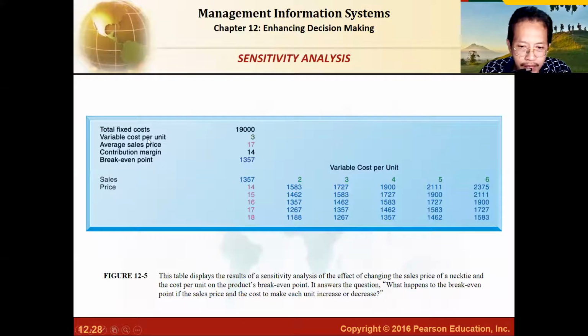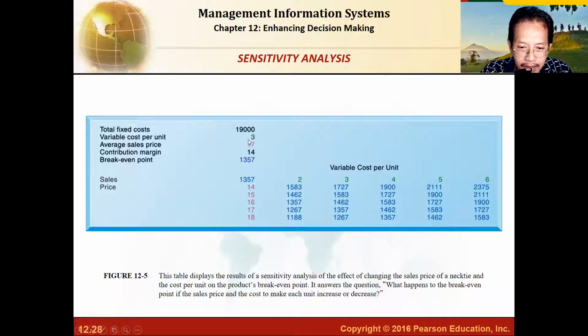Okay, so you have the sensitivity analysis. This is an example of trying to find out how changes in the selling price of the product, and also the variable cost of the product, would affect the break-even point. You can see here, break-even point is reached when you sell 1,357 ties. Okay, but then if you sell it, let's say, for $17.